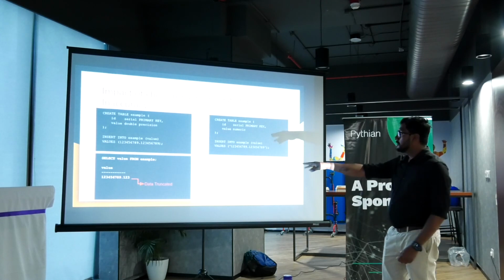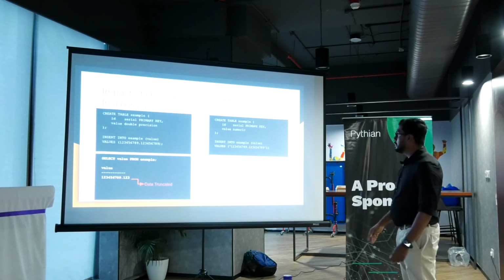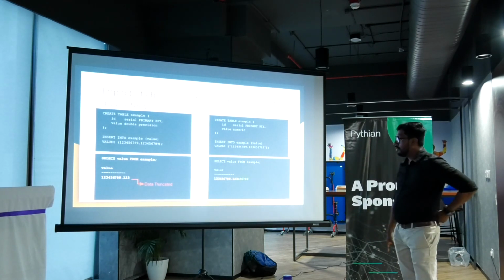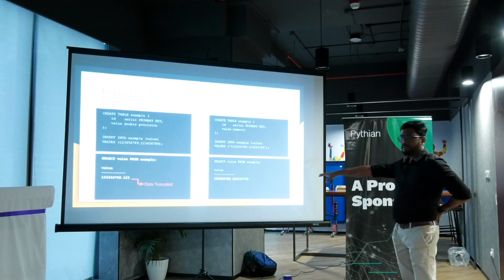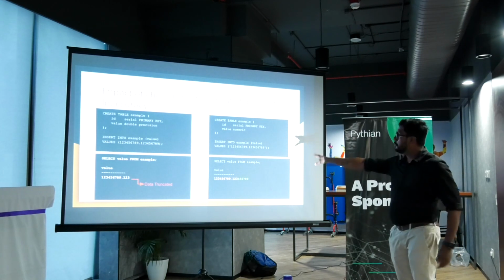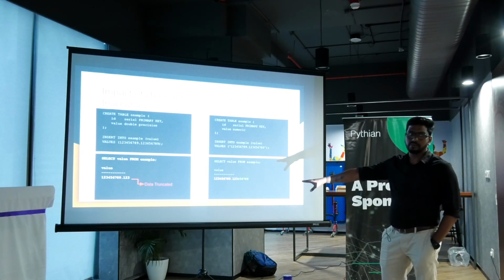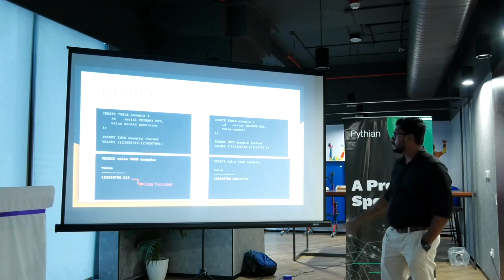In this scenario, I created the same table using numeric. When I insert the same data here, the data is not truncated, right? For this scenario, numeric is the proper choice. So we should not use double precision in this scenario. Yeah, this is one example.